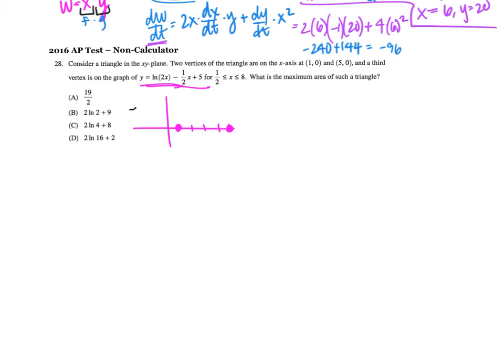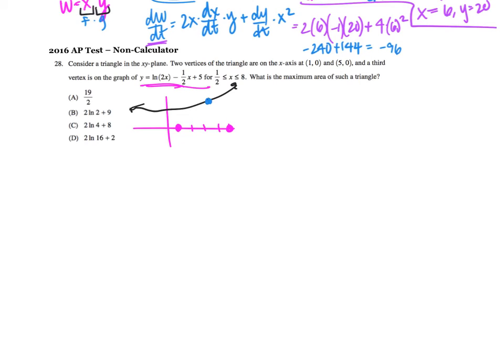So let's say we think our function looks something like this. And again, it doesn't matter. That third vertex is going to be somewhere on it. So my triangle could look like this. But let's say someone had a triangle that looks like this. That's totally fine. It doesn't matter.